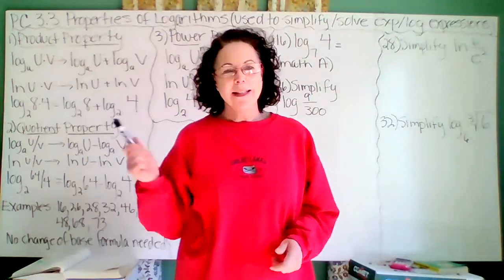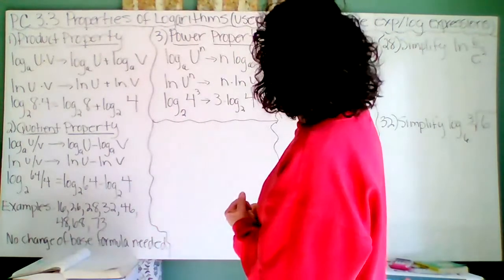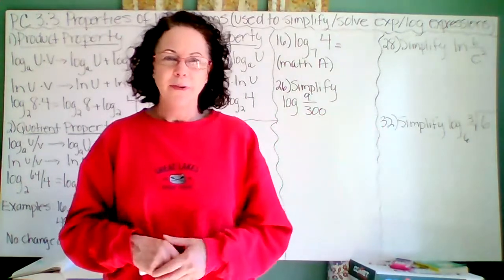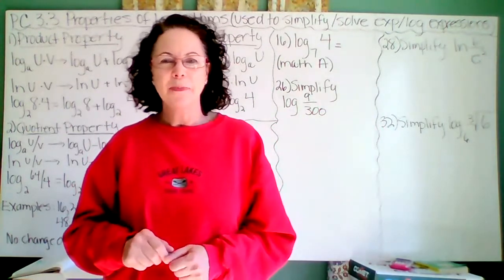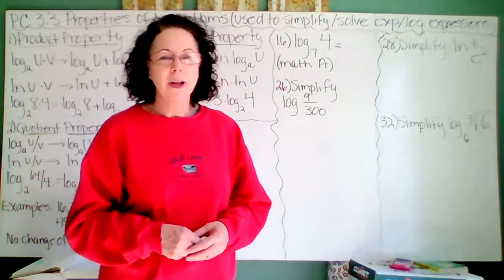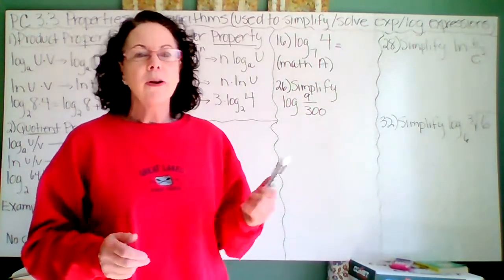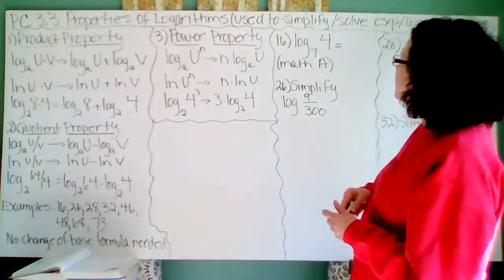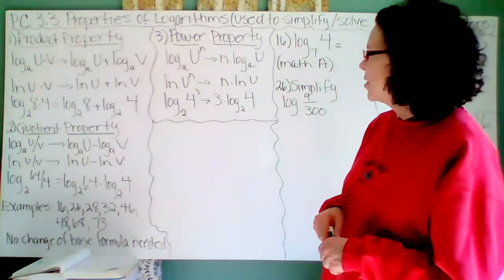We are working on section 3.3, properties of logarithms. This is a review for you, but it's great to review before the SAT and other things you may have coming up. It's a short chapter, 3.3 to 3.5, and it's well worth the time. We are going to use properties of logarithms to simplify exponential and logarithmic expressions.